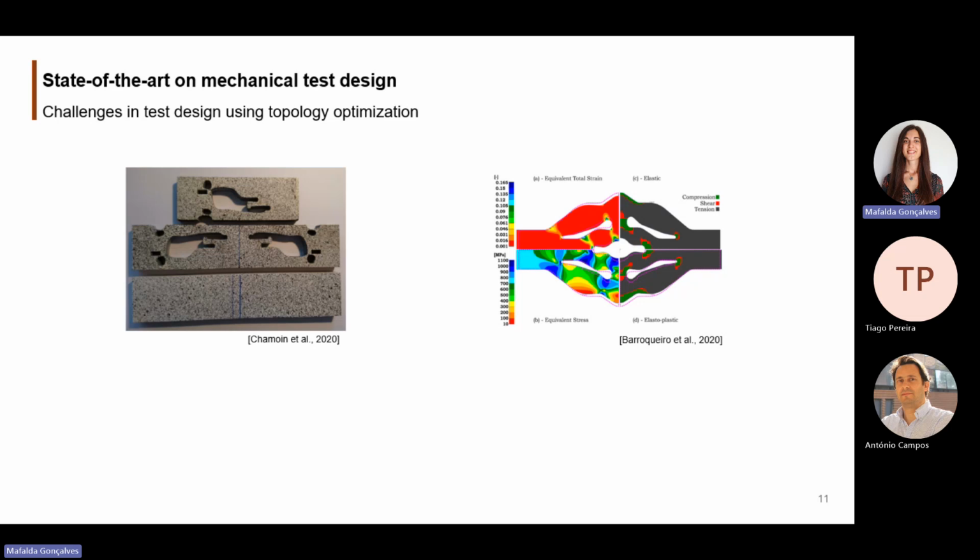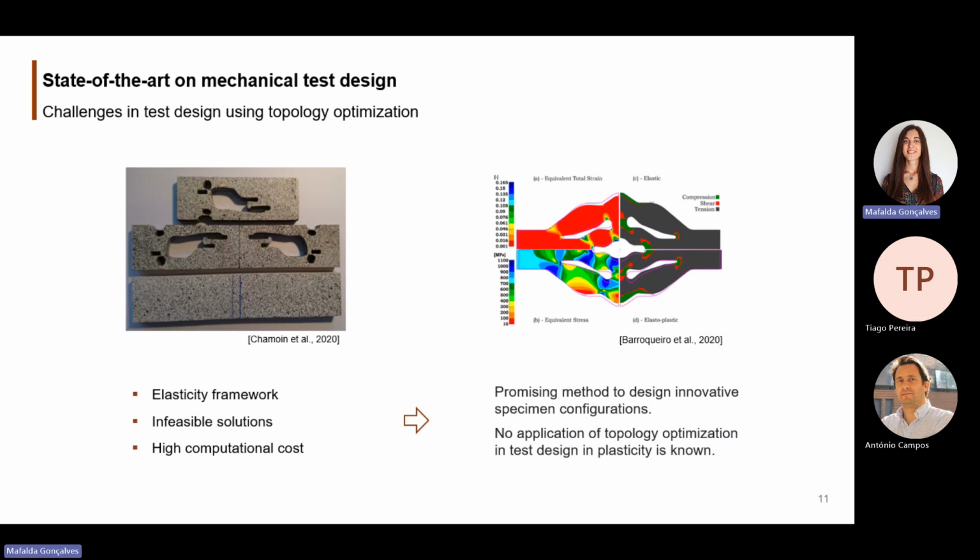The first one focuses on the identification quality of a model parameter, and the second one tries to maximize the stress states heterogeneity. Both of them assume linear elastic behavior for the material, and there are also issues with the feasibility of the solutions and the high computational costs of the design procedures. Although topology optimization is a promising method to design innovative geometries, there is no application of topology optimization in elastoplasticity and in mechanical design.